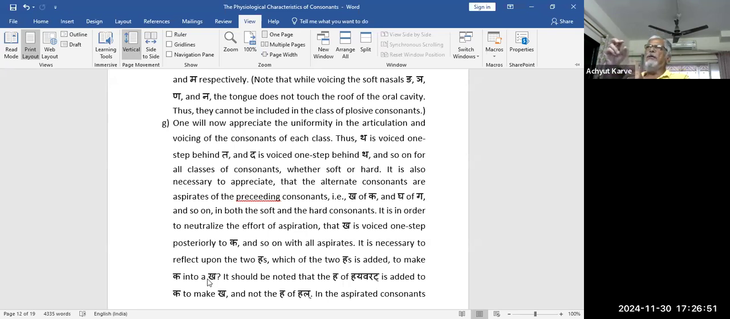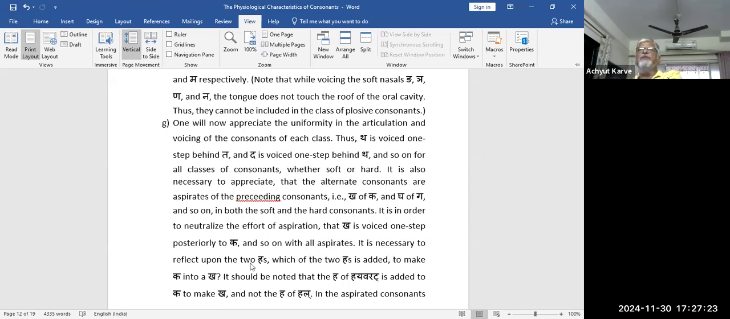They take the tongue once totally behind. But if you do this, what is happening? You can't say gha by suffixing the ha to it. This is the problem. So they don't have that letter. So that aspirate is not there. If you aspirate it with the help of the ha of Ayavarata, then you get all these aspirated consonants. That ka is voiced one step posteriorly to ka, and so on with all aspirates.